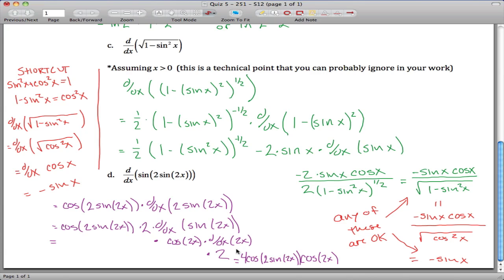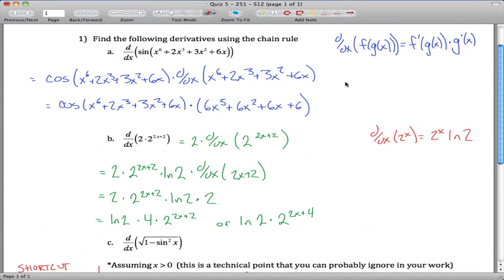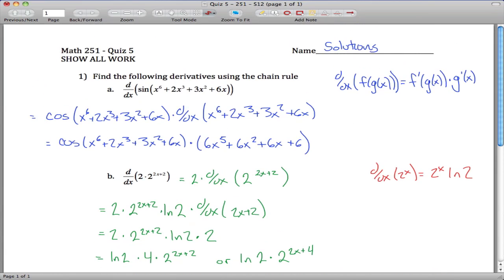Yuck. Hopefully yours is neater than this. It's kind of tough to read. This guy right here is our final answer. Whew. All right, that's finally the end of this chain rule quiz. Kind of a tricky one. So sorry.